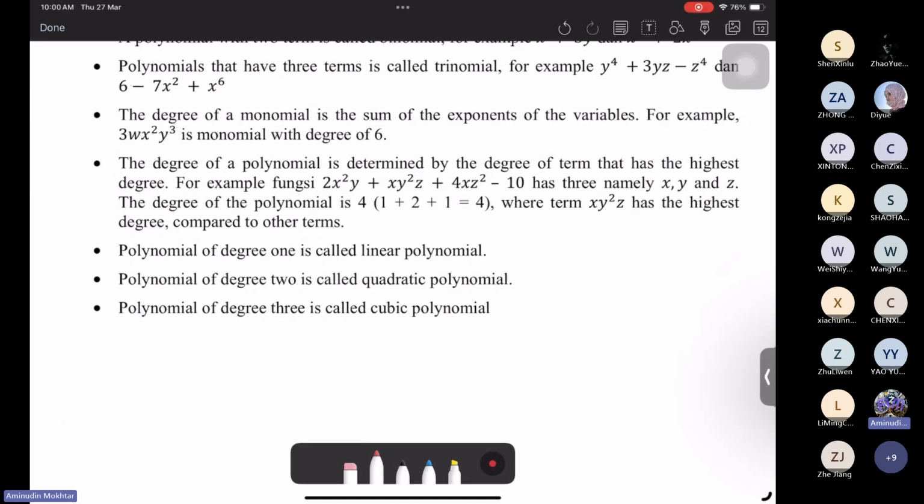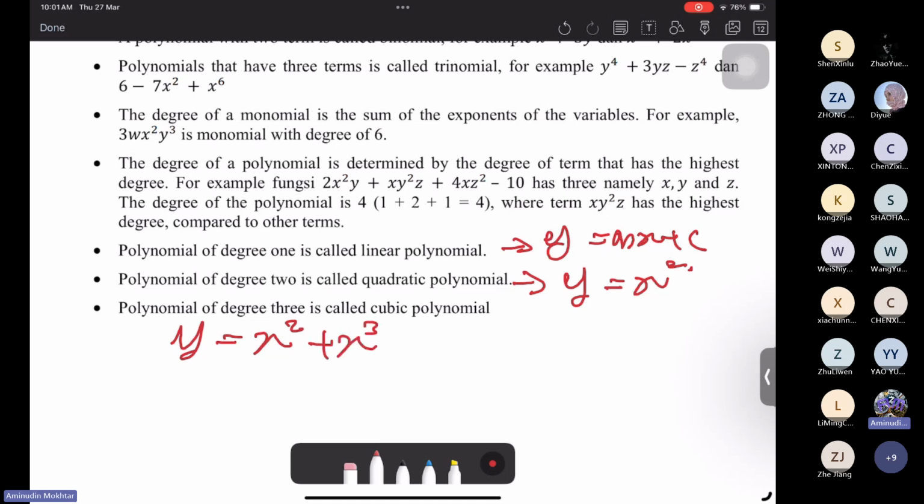degree 3 is called a cubic. In terms of linear, let's say y equals mx plus c. In terms of quadratic, a polynomial of degree 2 is called quadratic. Let's say y equals x squared. For example, a polynomial of degree 2 is called a quadratic. A polynomial of degree 3, for example, y equals x squared plus x plus 3x plus x.